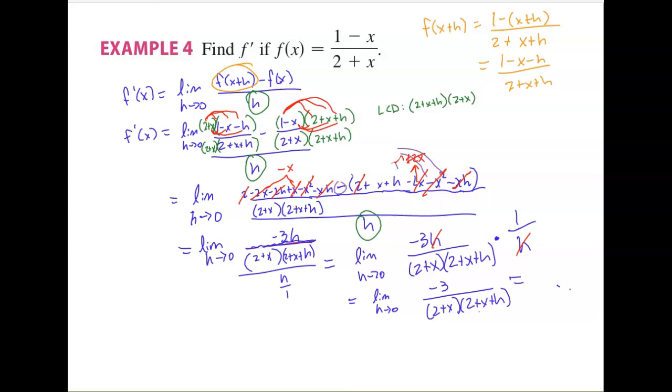And we should now be able to make our direct substitution of 0 in for h. And we get negative 3 over 2 plus x times 2 plus x, which is the same as negative 3 over 2 plus x quantity squared. So I'm just going to finalize my answer. F prime of x equals negative 3 over 2 plus x quantity squared.